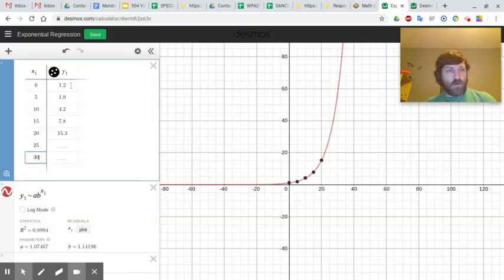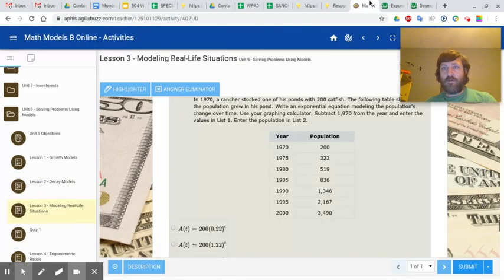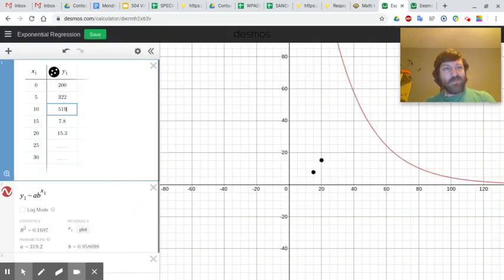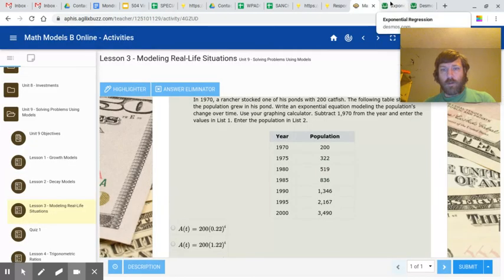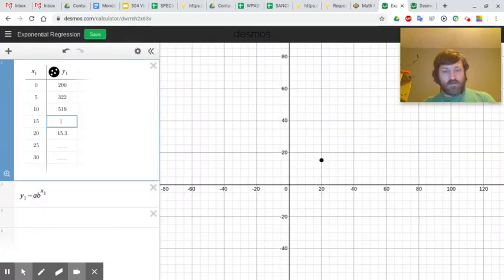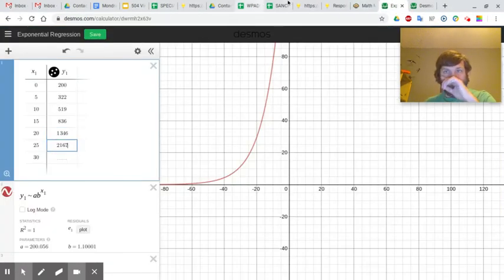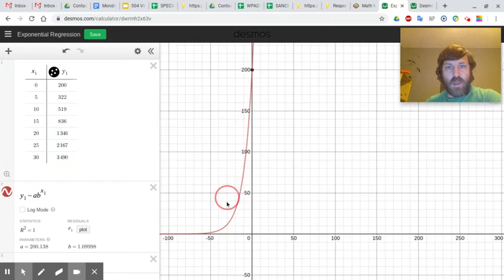So 200, 322, 519, 836, 1,346. So you're just entering these in this way. And 2,167 and 3,490. Already it's graphed a model for us.